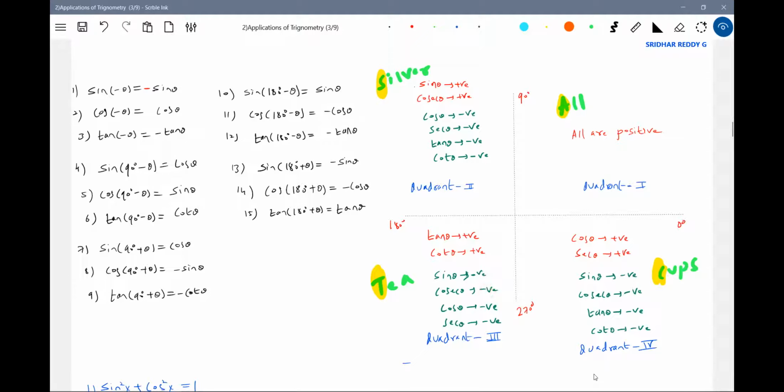So in which quadrant, which will be positive? In the first quadrant, all are positive. Second quadrant, only sine is positive. Third quadrant, only tan is positive. Fourth quadrant, only cos is positive. This is what we can conclude here.